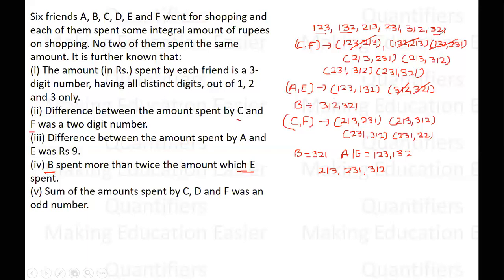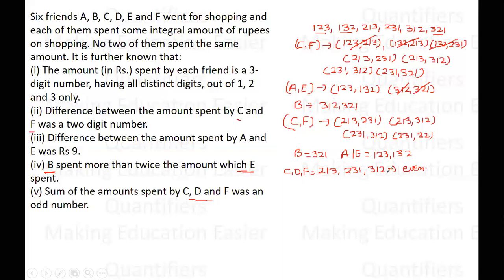B has 321. This is again not possible. So the only possible amounts for C, D, F will be 213, 231 and 312. Now if I add up these values, the sum will be an even number. But it says that the sum of amounts spent by CDF was an odd number. But here the amount is going to be an even number, which is not possible.